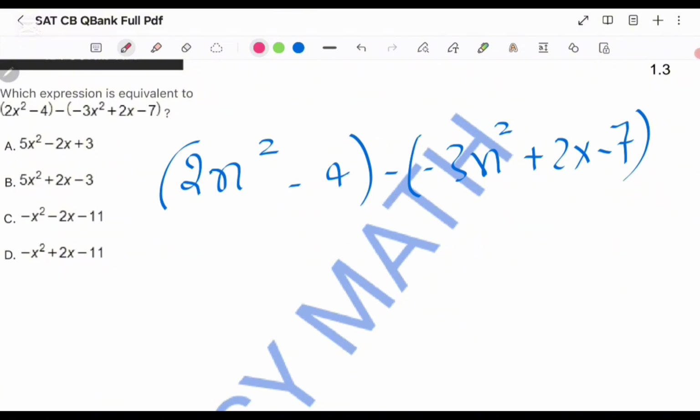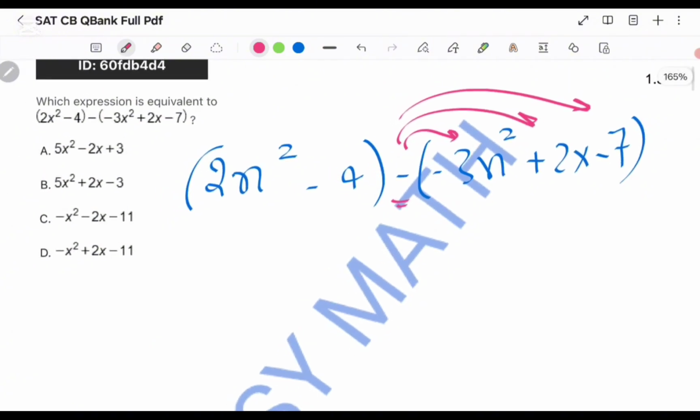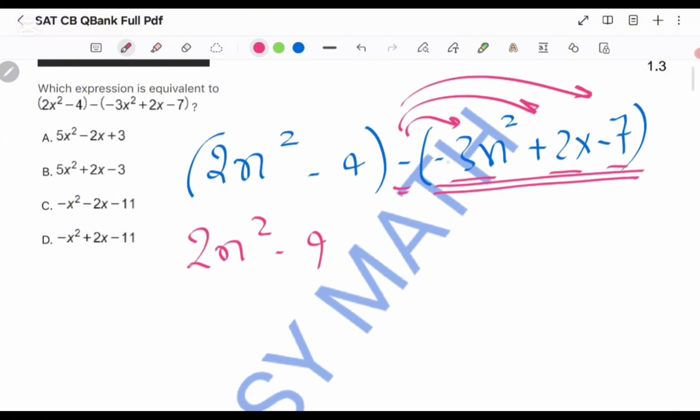You need to treat this as if it's a number, and you need to actually expand this with all of the other ones. So we're gonna keep the first one as it is, but you need to multiply the negative with all of this because these are in the bracket. Each one of these terms is multiplied by the negative. So we know that the negative times negative is gonna be positive 3x squared, and then we have negative multiplied by the positive, it's gonna be negative 2x. Negative multiplied by the negative is gonna be positive 7.